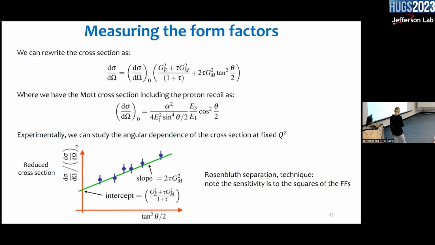So we write the reduced cross section over here. We just divide by this factor. And then you can see it's like a times x plus b, right? So it's almost just a linear line. Then you come down here and take a bunch of measurements in terms of your x, which is this tan squared theta over 2. The intercept then will be this term, and your slope will be determined by GM.